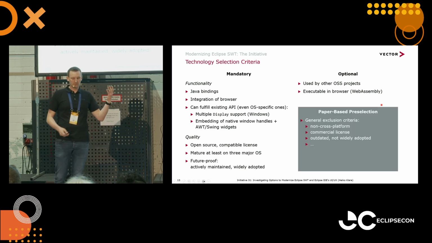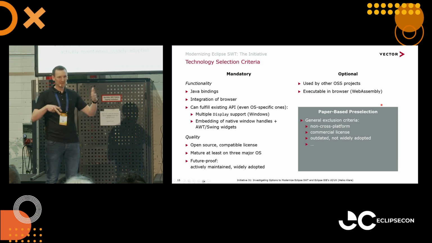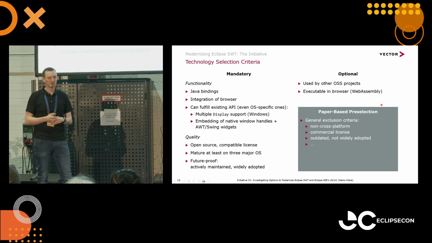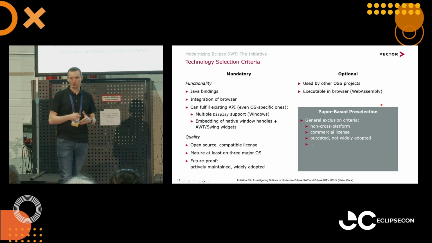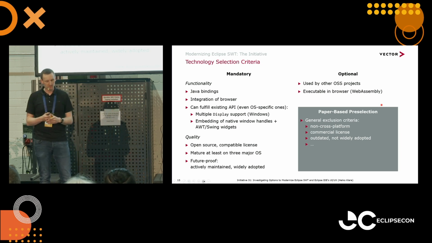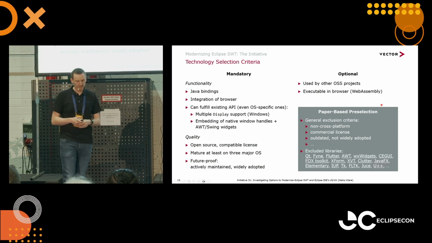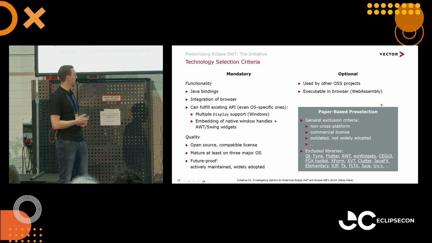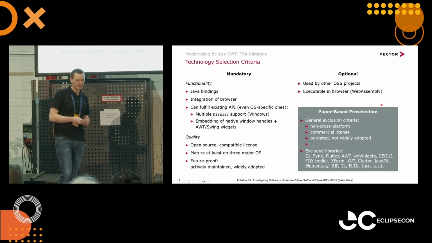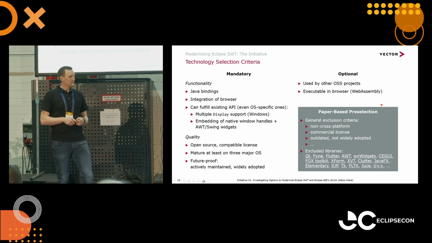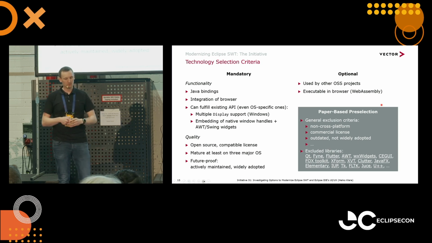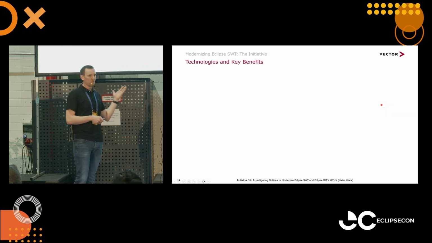So we started with a paper-based pre-selection of technologies, because many of these criteria you can just check on a paper base. General exclusion criteria were that technologies are not cross-platform, they are commercially licensed, or outdated, or not widely adopted, which to be honest is of course a rather weak criterion. And then we had a whole bunch of technologies that we could directly drop. The list was even longer than this one, but many technologies could already be dropped based on these selection criteria. But of course, we also found some technologies that we wanted to take a look into, and did take a look into, which I want to give you an overview of now.